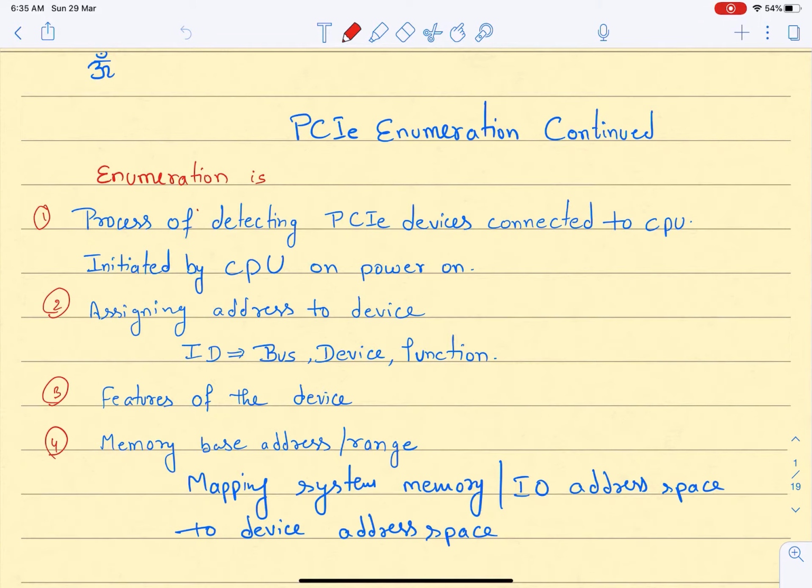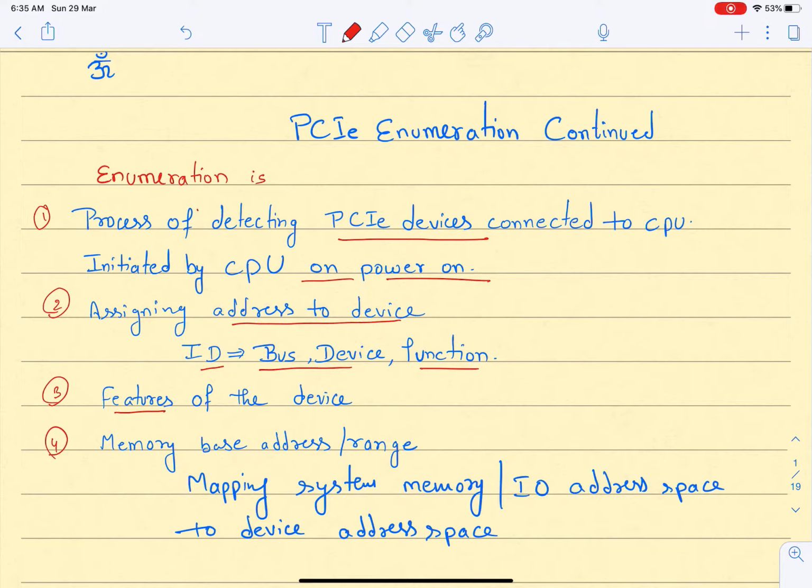In the video on PCI enumeration, we discussed that enumeration is a process of detecting PCI devices. This process starts on power on. We assign the address of each and every endpoint. This address is in the form of bus, device and function number, and this is configured in the configuration process of bridges.